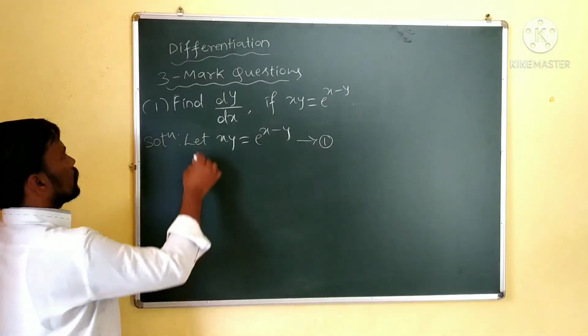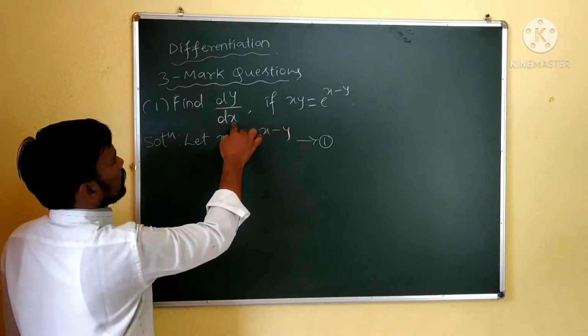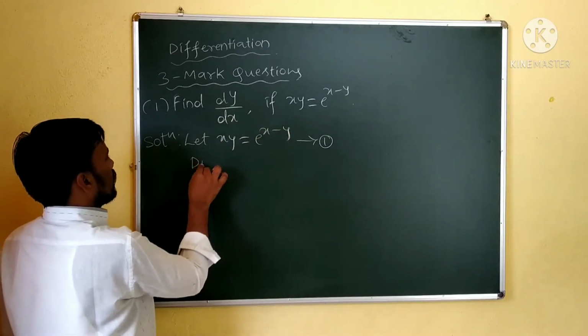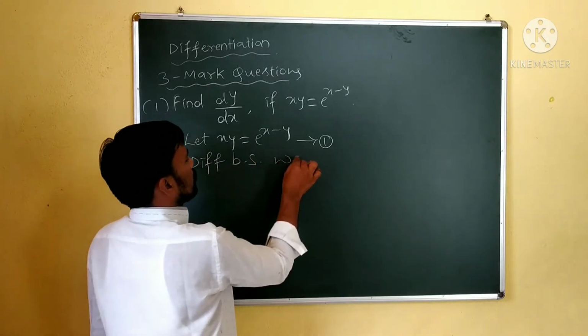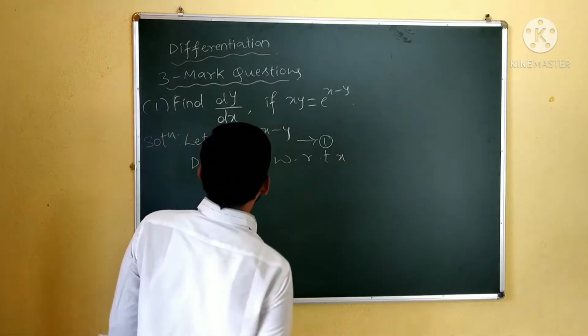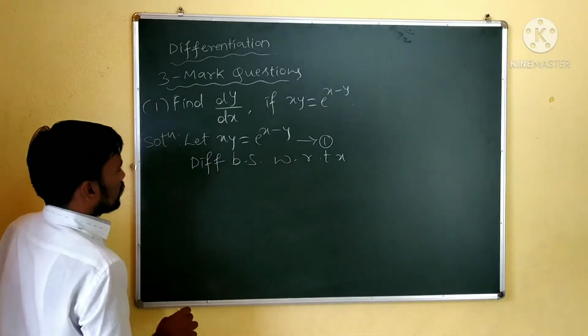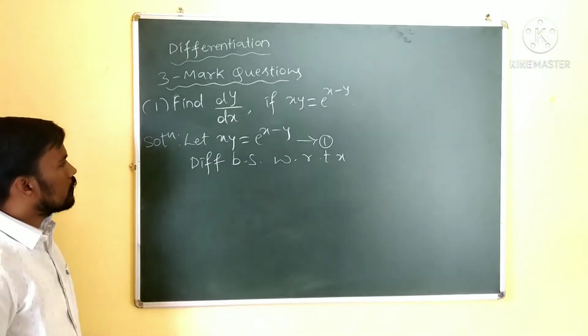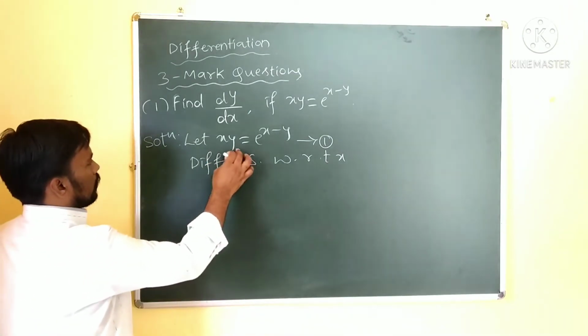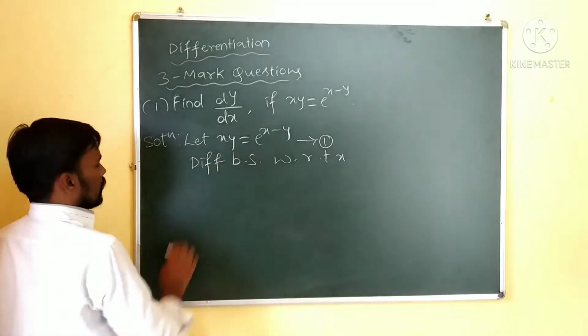Now differentiating, first we want to find out the derivative of the function with respect to x. For that, differentiating both sides with respect to x. So derivative of, look at the given function on left hand side, x into y. Here y is not a constant, both x and y are functions in x only. So that is why apply product rule. Let us take x as the first function and y as the second function.